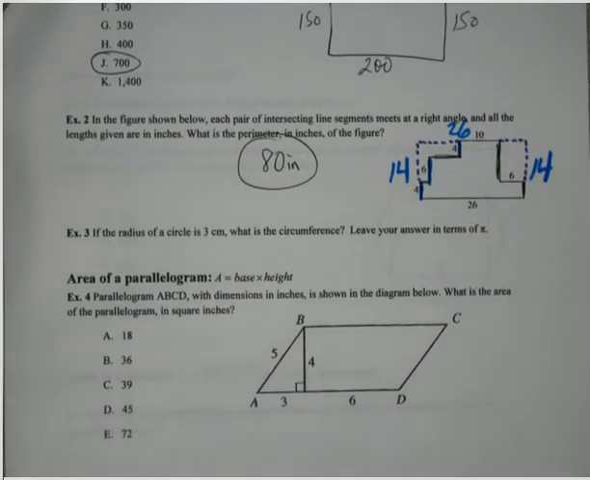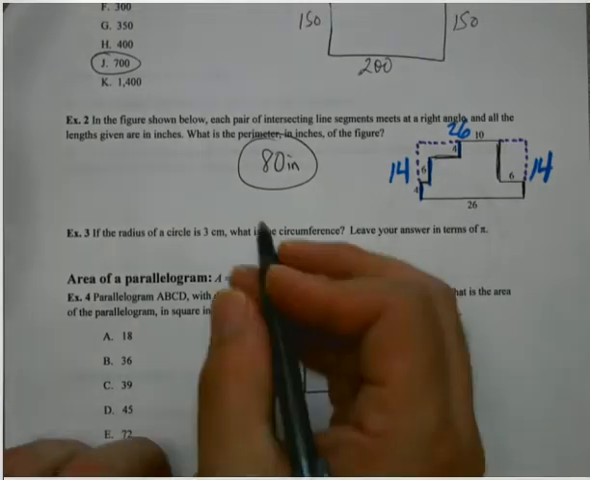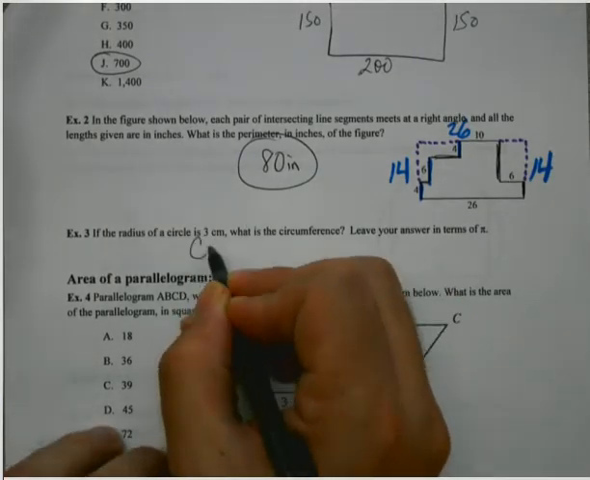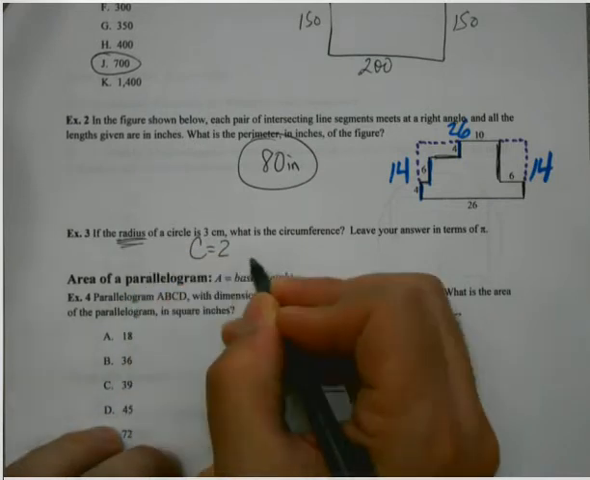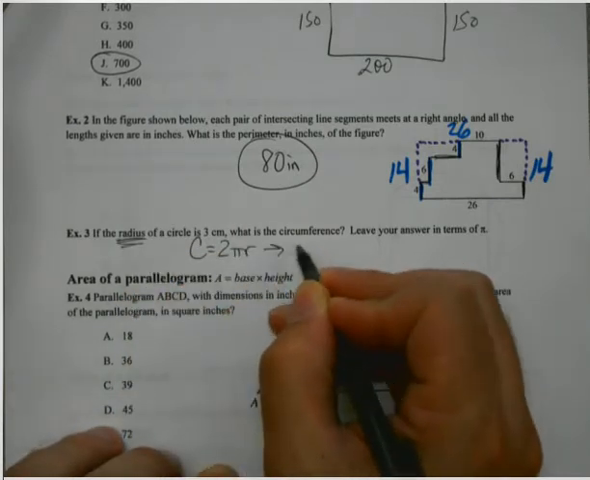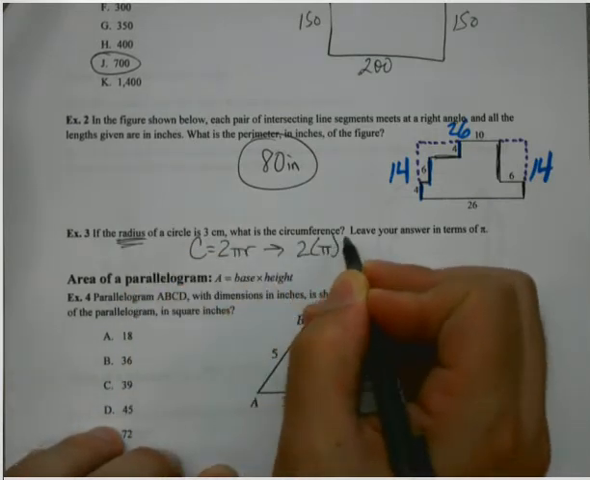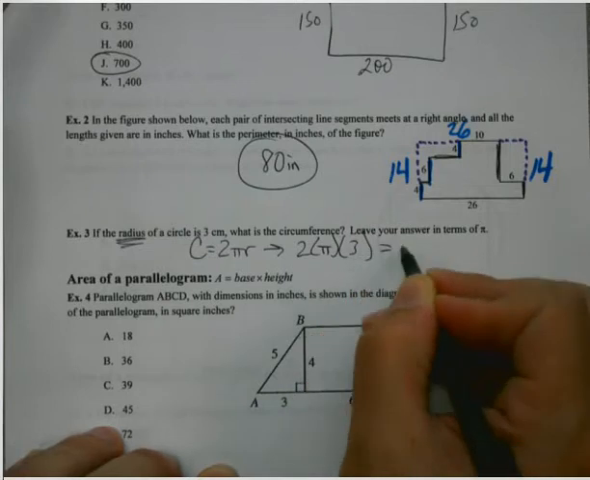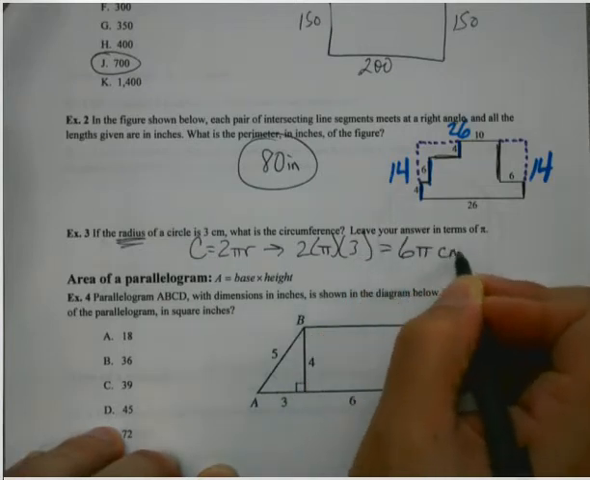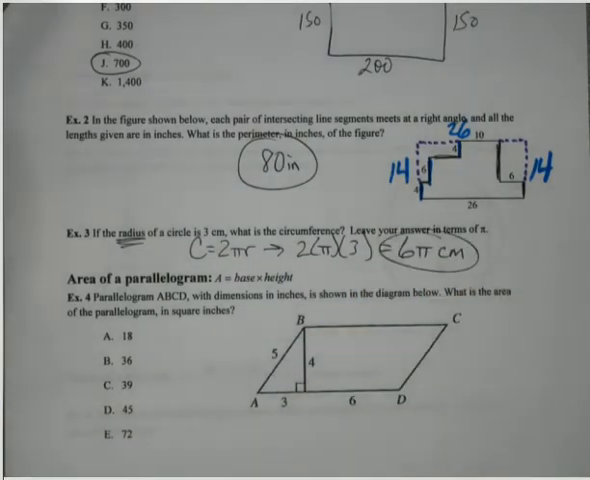Next one: if the radius of a circle is 3 centimeters, what is its circumference? Leave your answer in terms of pi. Okay, so circumference, in this case, since it's radius, would be 2 pi r, which is 2 times pi times 3. And it said to leave it in terms of pi. So my circumference is 6 pi. You might have answers that show up like that.